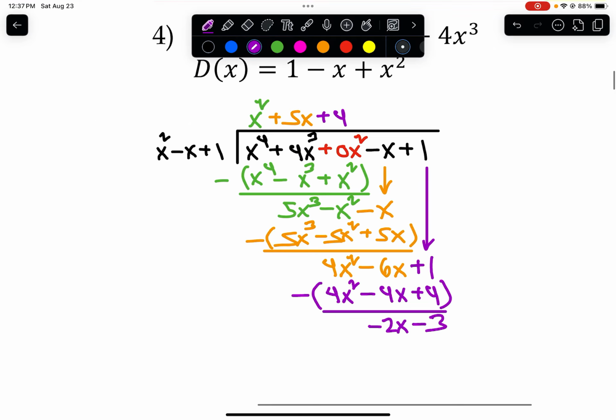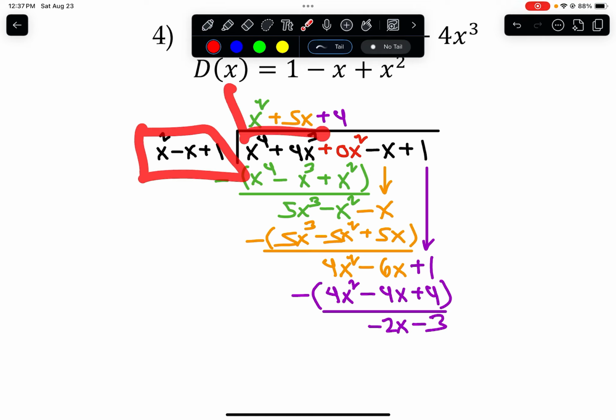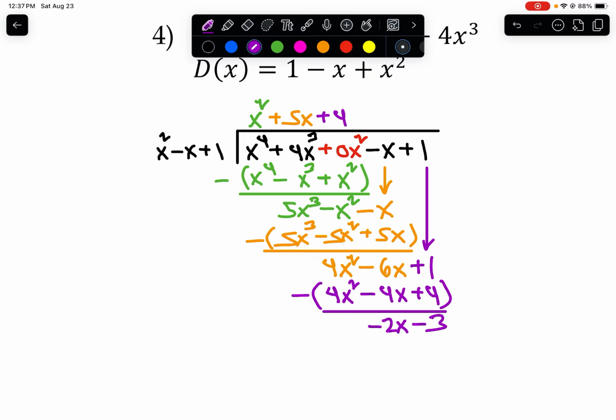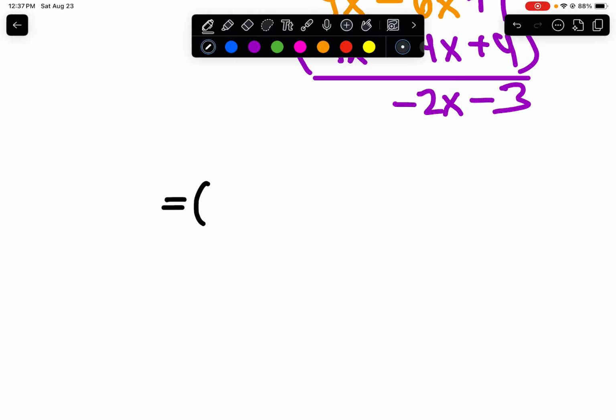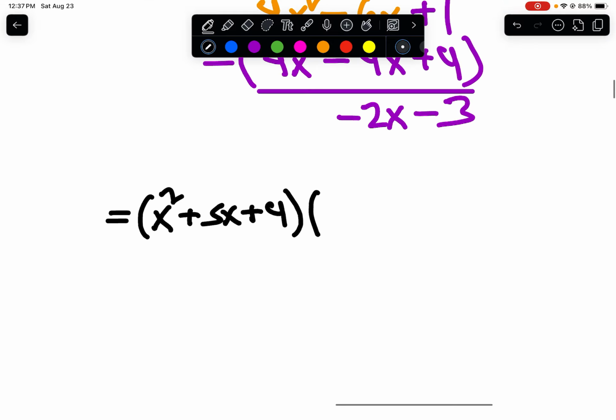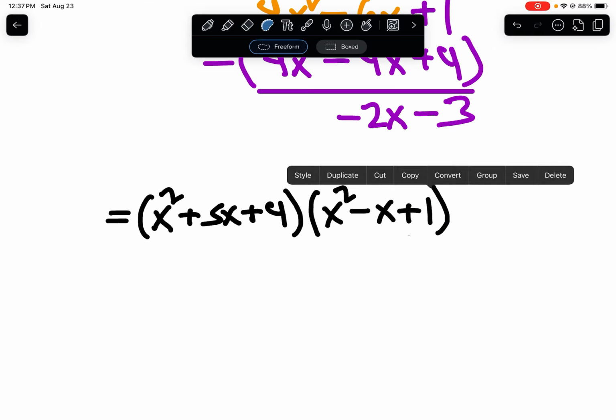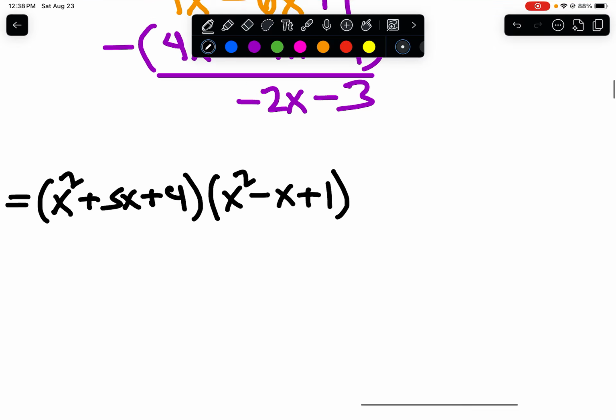Okay, so now that I have all my components, I've got my divisor, my quotient, and my remainder. Now I'm ready to write my polynomial in terms of the division algorithm. So when I rewrite it, I'm going to have my quotient, which is x squared plus 5x plus 4, and then times my divisor, so x squared minus x plus 1. Oops, try not to get too sloppy here. Okay, and then I'm going to add my remainder, which is going to be a negative 2x minus 3.